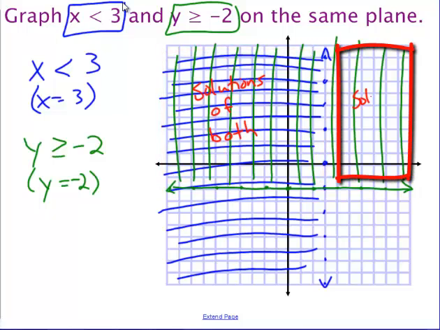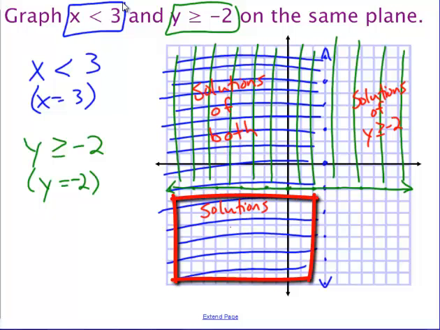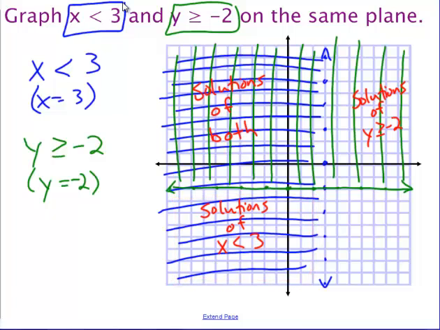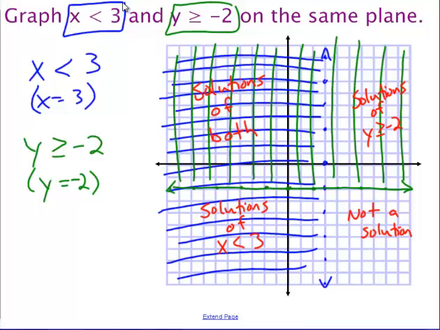Solutions over here would only meet one of the requirements. Here would be solutions of y is greater than or equal to negative 2. They're greater than or equal to negative 2, but the x values don't fit. Here would be solutions to our first inequality, where x is less than 3. All of these, x values are less than 3, but their y values don't meet the other requirement. And then, of course, here you see that there's not a solution for either one. These ordered pairs, their y values are all less than negative 2, and their x values are all greater than or equal to 3.